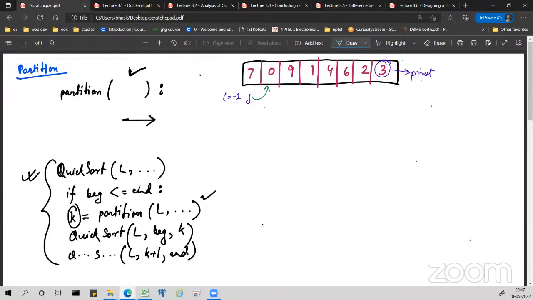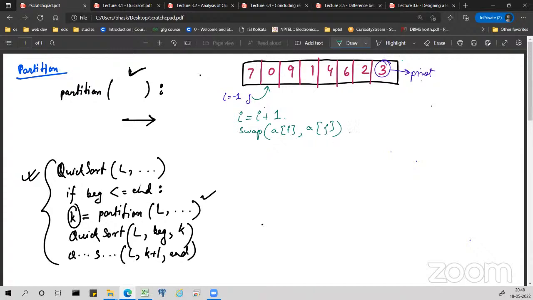I is at -1 only. J comes over here. Now J sees 0 and 3. Now I see 0 is lesser than 3. When you see 0 is lesser than 3, you would dump it on the left hand side, remember? So now you would point I on 7, that is, you would do I equal to I plus 1 in code, and you would swap the ith element with the jth element.